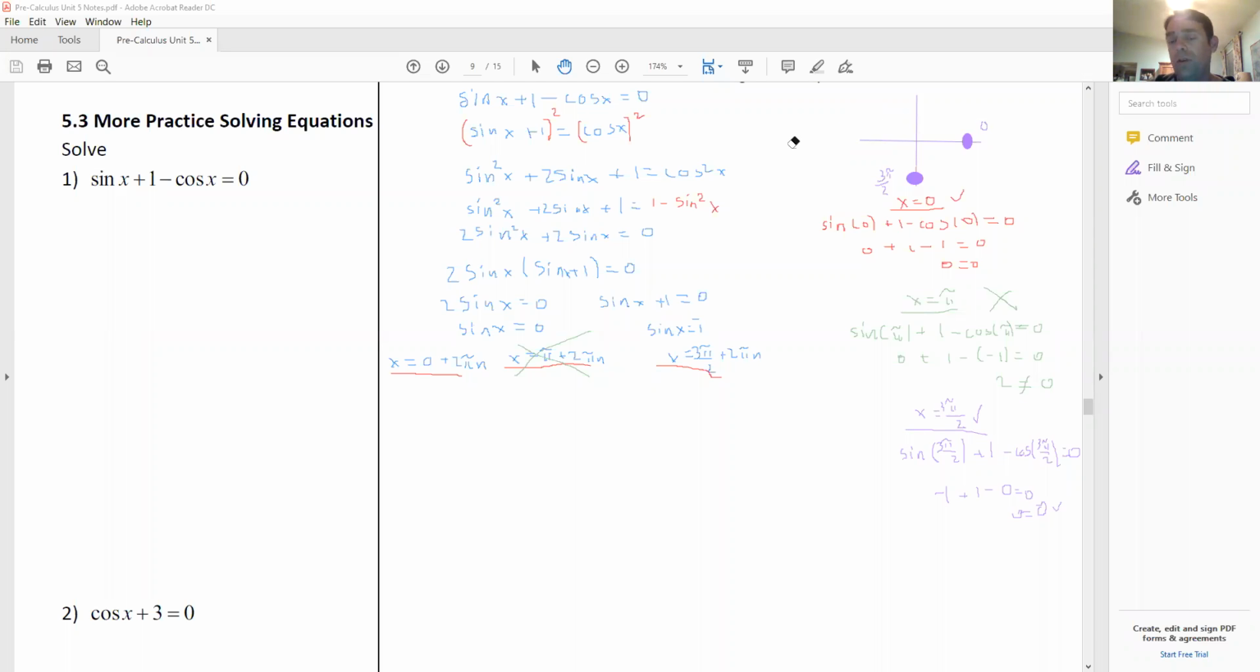It didn't work. So now we look at it and say, all right, can we tie these together in any way, shape, or form? There is no way to do it. So then we can go ahead and write our answers here. X equals 0 plus 2 pi n, and x equals 3 pi over 2 plus 2 pi n.